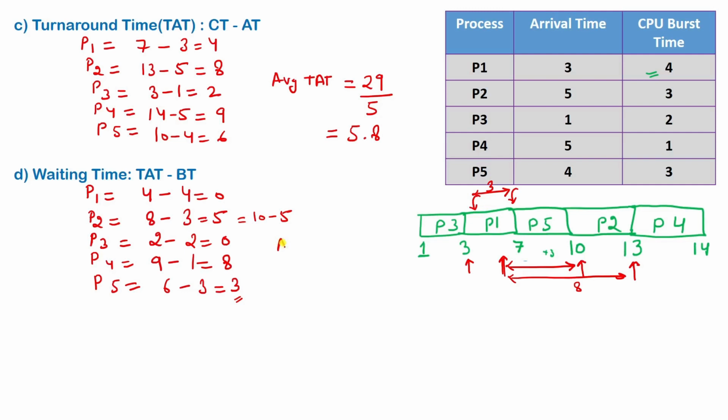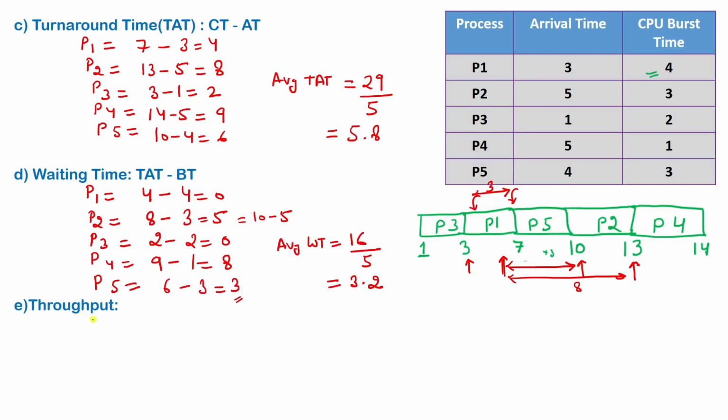Now let's find the average waiting time. The average will be the sum: 0 plus 5 plus 8 plus 3. So 5 plus 8 is 13, and 13 plus 3 is 16. And divided by the total number of processes, that is 5. So 5 3s are 15 and then 1, 5 2s are 10. The average waiting time for any process can be 3.2 units. On average, a process waited for 3.2 units inside the ready queue.